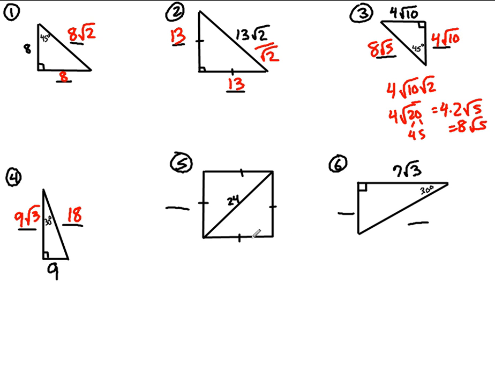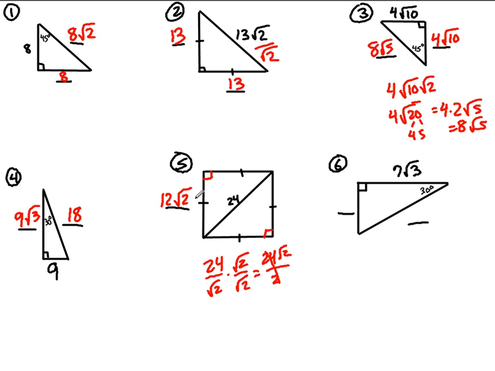And number 5, I'm back to a 45-45-90 triangle. I'm given this hypotenuse because it's across from the boxes. To find the leg, I need to take 24 and divide it by the square root of 2. Now I need to rationalize this, which means multiply by root 2 over root 2. So I will have 24 square roots of 2 divided by 2, which can simplify and become just 12 times the square root of 2.